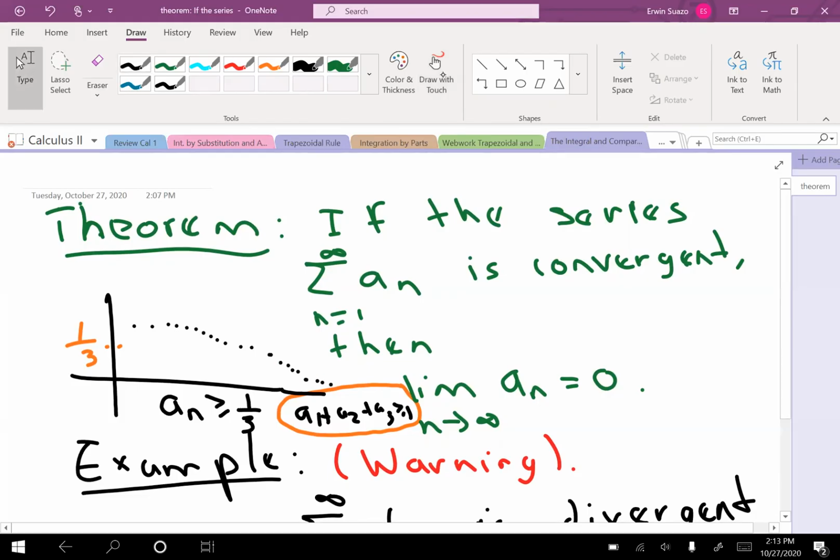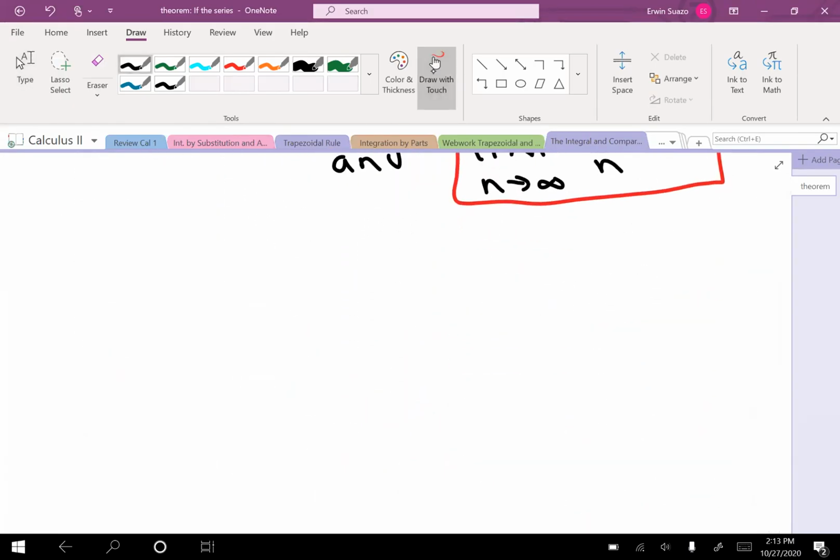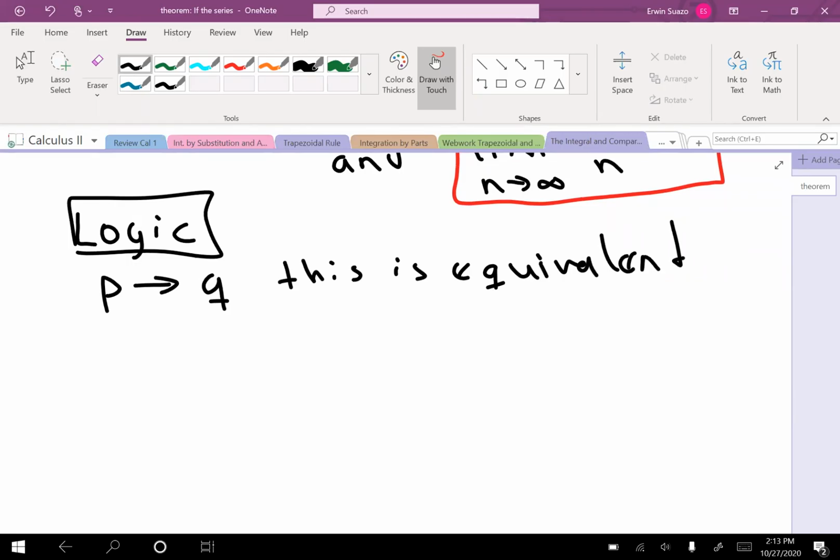So let's see what is the best use of this theorem. The best use of this theorem is the test of divergence. It's kind of the real logic behind this. We have P implies Q, right? This is equivalent to not Q implies not P.